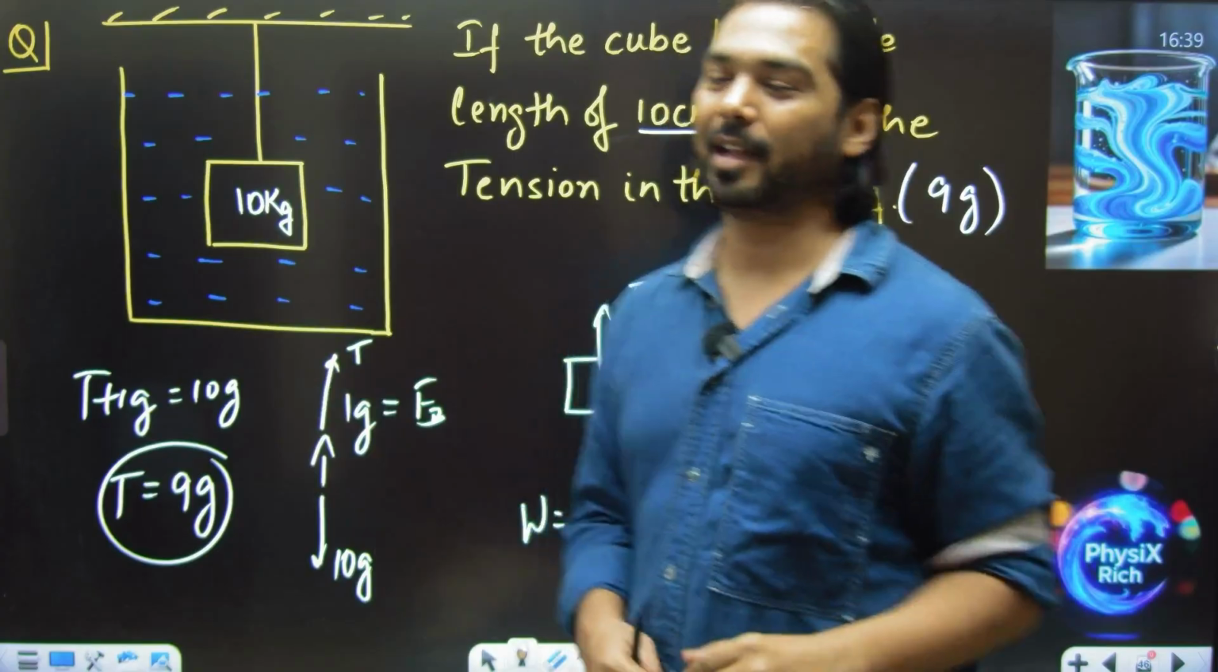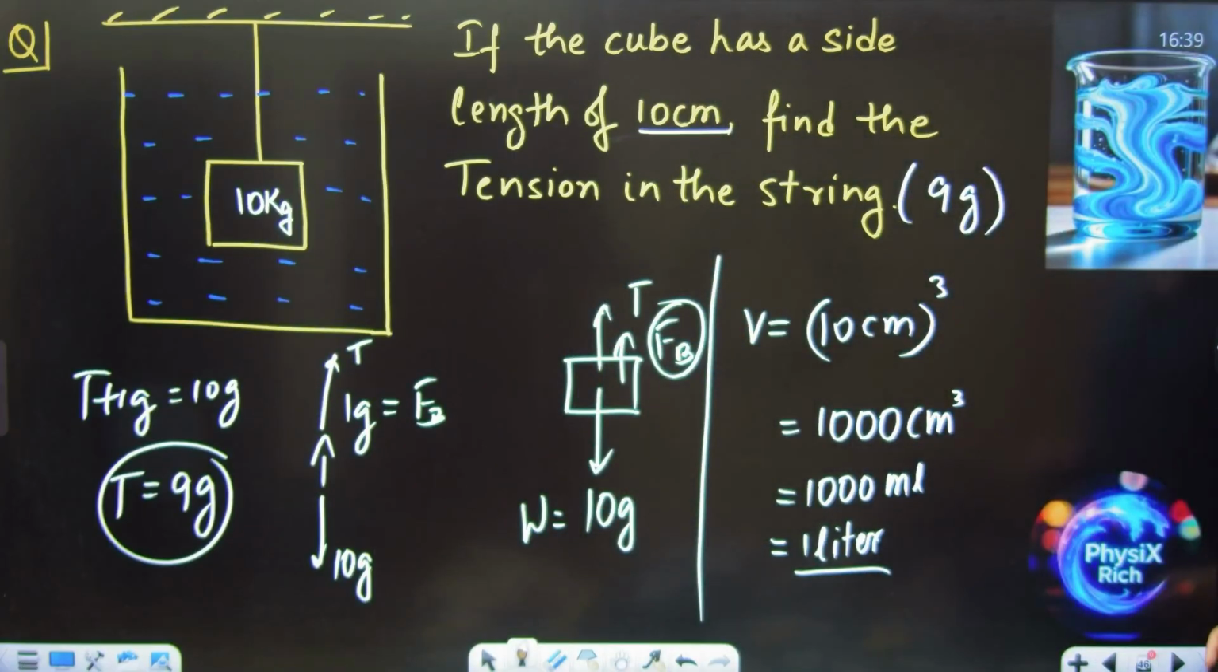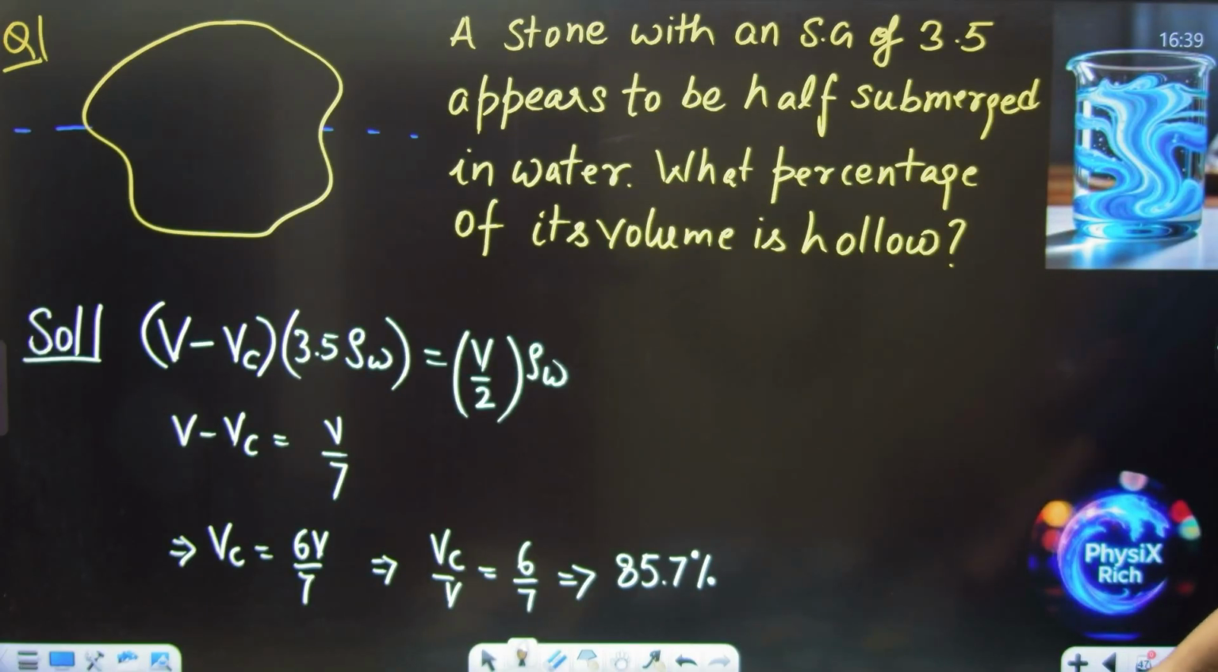That's it. 10g minus 1g, 9g. 90 Newton is the answer. Now let's take a look at another question.